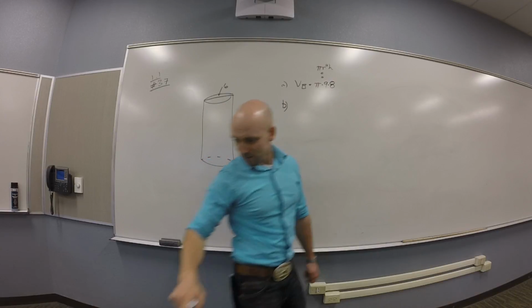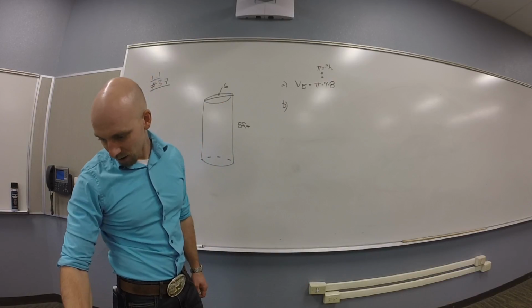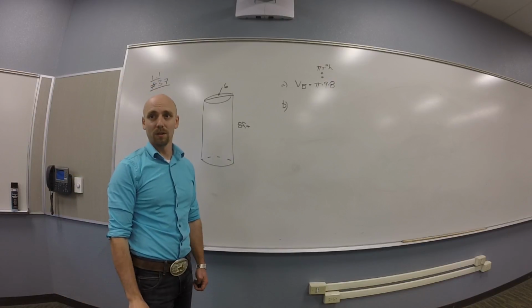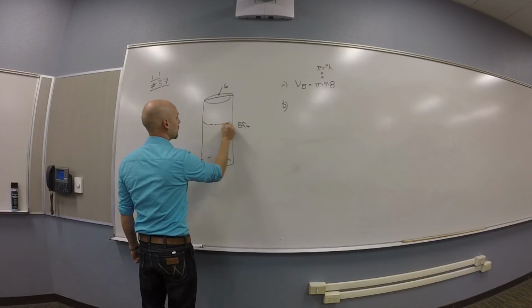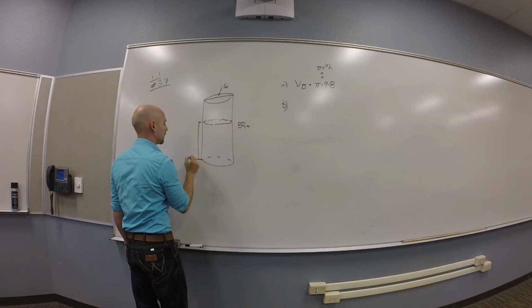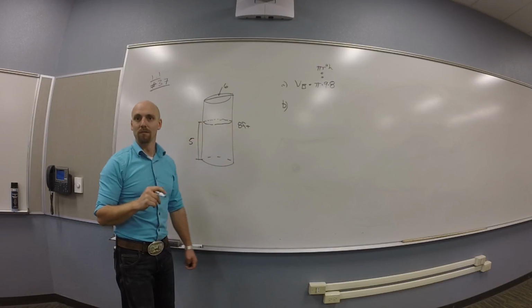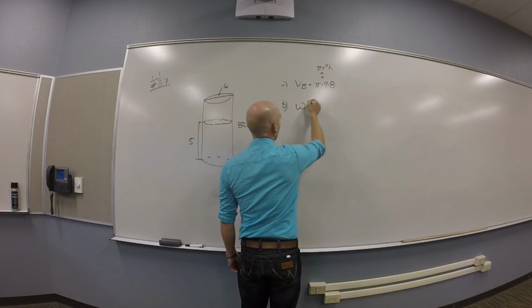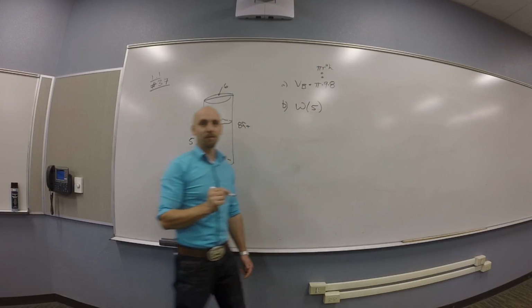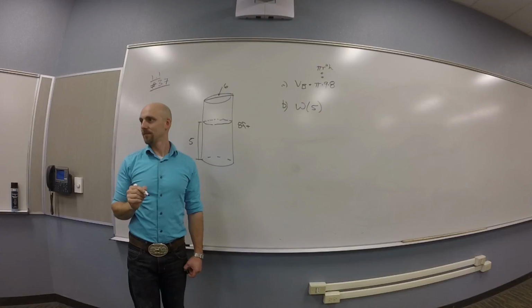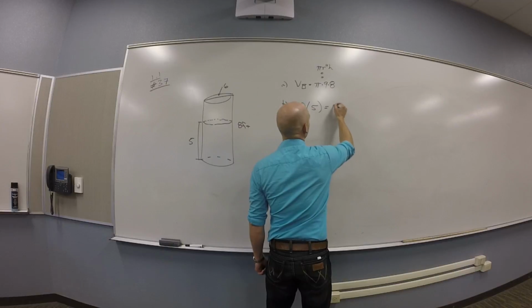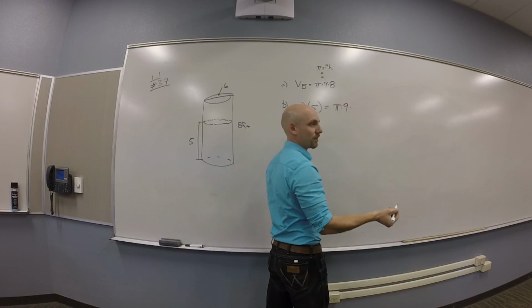B. So that's the total volume, right? And then they ask for how much water is in the tank if the water is 5 feet deep. So that's, okay, it's filled to here. Right? This is 5 feet. Just replace the height with 5. Okay, so I'm going to call that water at 5. And that's going to be pi times 9 times 5.